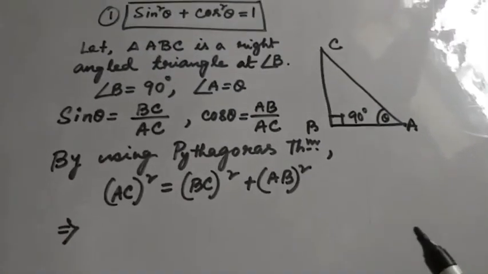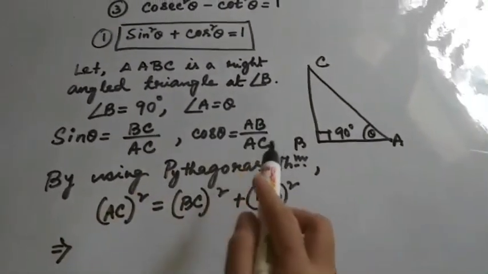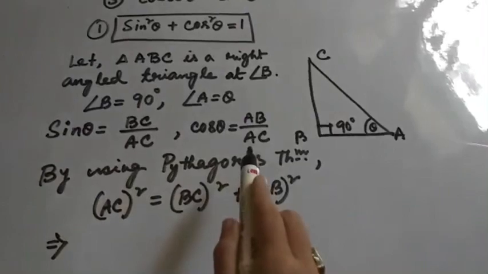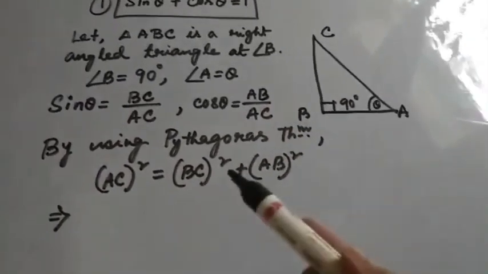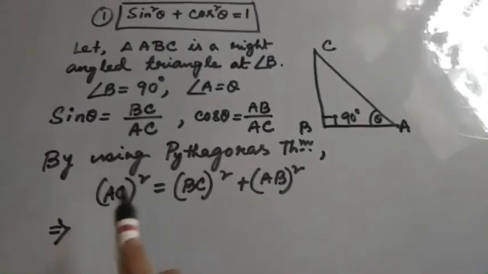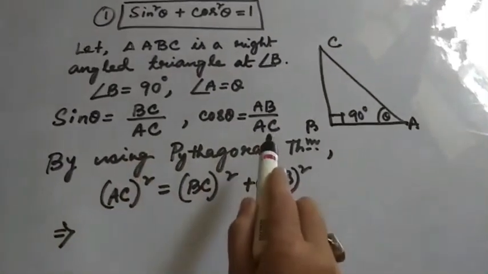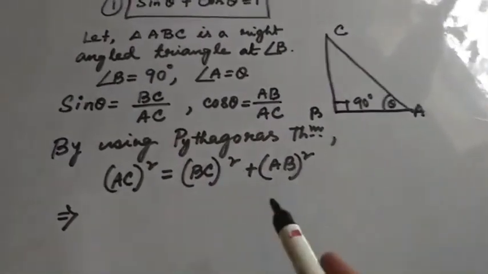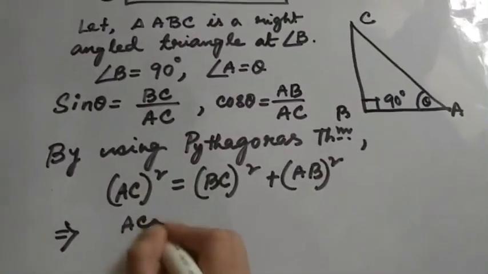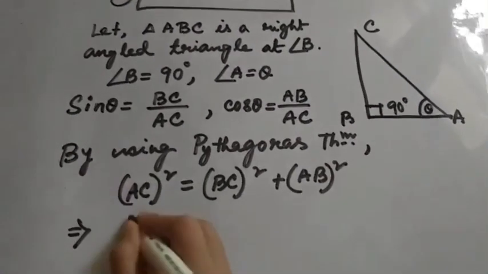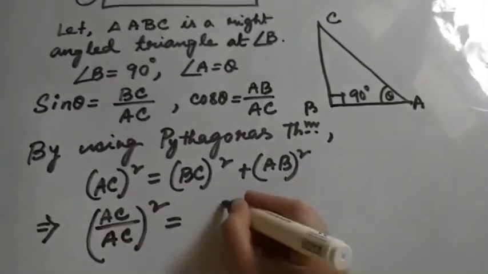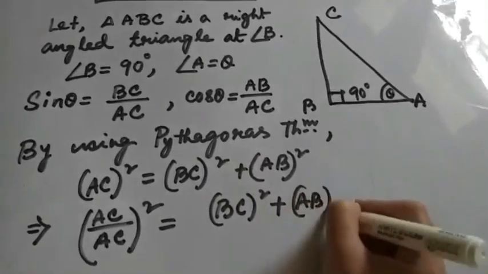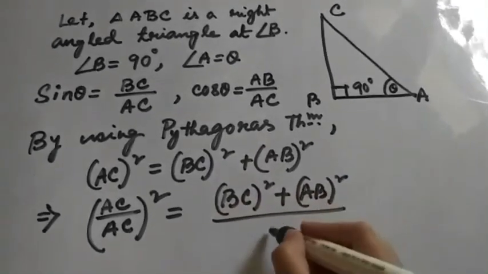One trick: which side is given in the denominator term in sin theta and cos theta? AC is given in the denominator term. So your motive will be to divide the left hand side and the right hand side by the denominators. That means I am dividing by AC on the left hand side and the right hand side also. So AC divided by AC whole square, BC whole square by AB whole square by AC square.